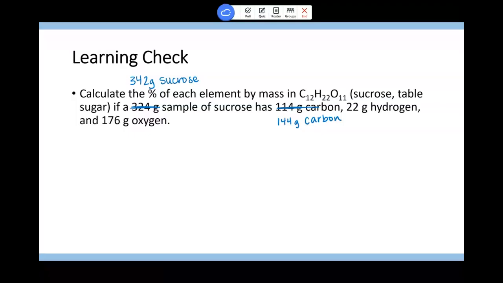calculate the percent of each element by mass. So we know in a 342 gram sample of sucrose, there's 144 grams of carbon. So we can calculate the percent of sucrose that is carbon using those values there. I'll give you all a minute to work on that, and then we will do the question on the next slide as well.